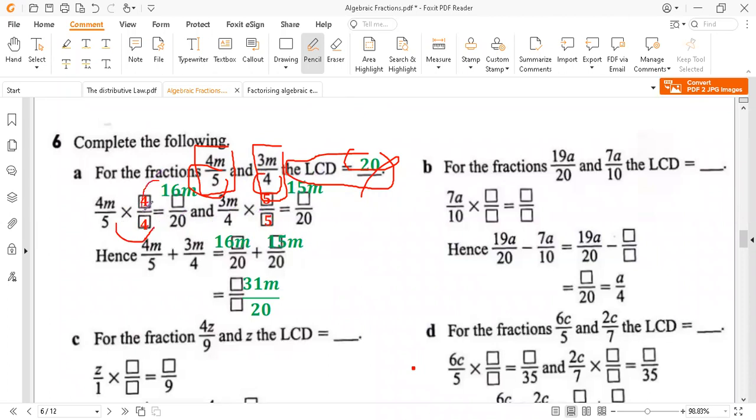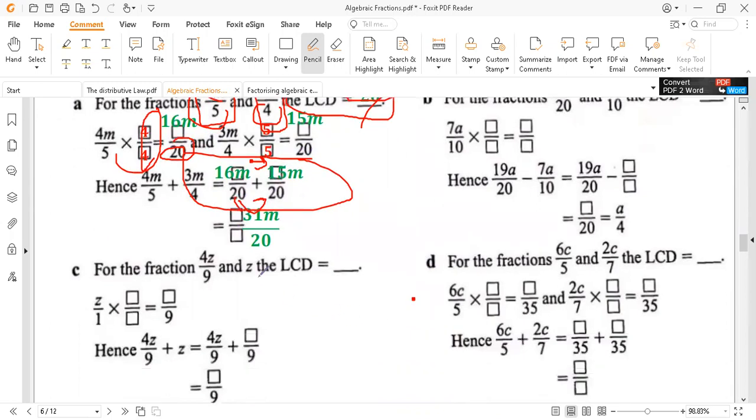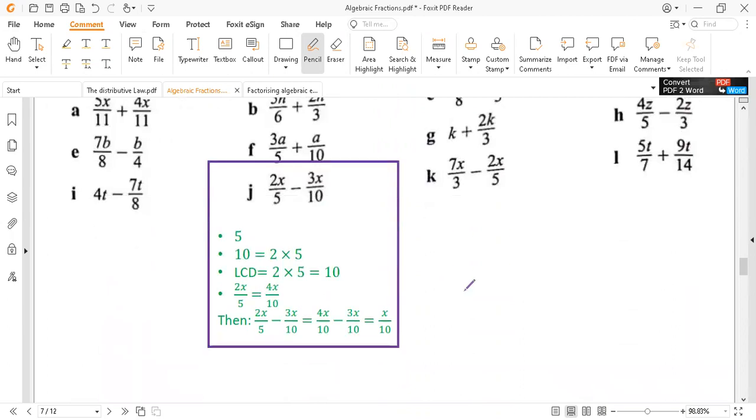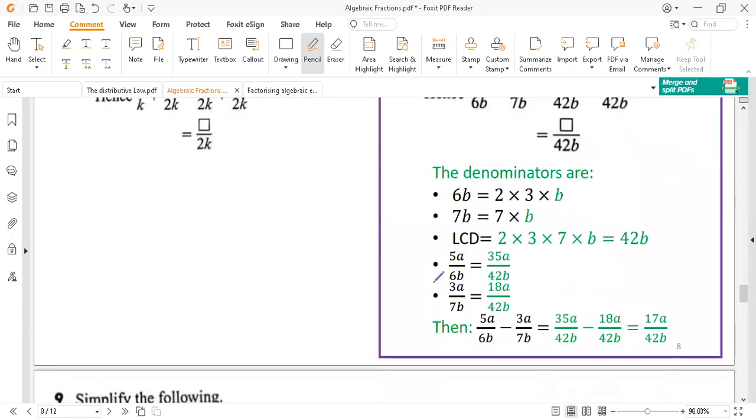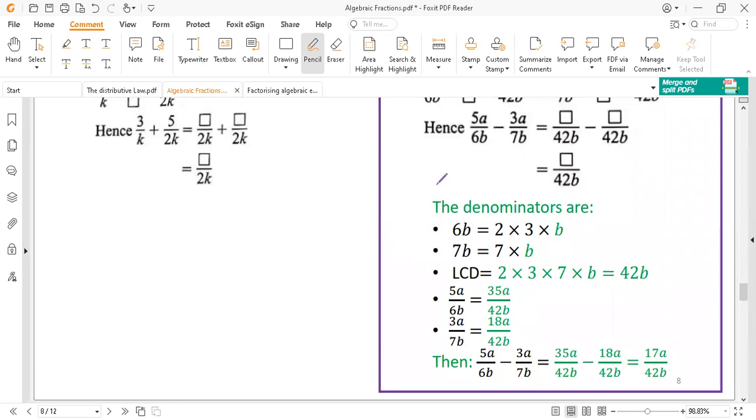Easy also, we multiply both numerator and denominator with the correct factor or the correct value to obtain 20 as denominator. And then we add the two equivalent fractions that we found. Easy to add the numerators, and we keep the same denominator. So we obtain 31m over 20 because the numerators are like terms, and you can complete the following one by yourself. Easy to assess it, to find the solution.